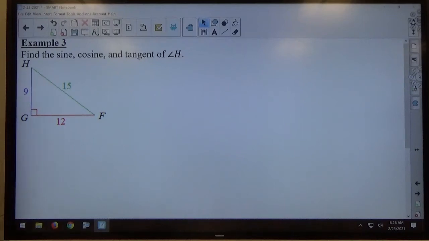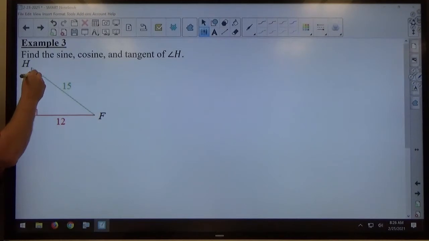So, this asks me to find the sine, cosine, and tangent of h. Okay, so first off, I want to make sure we have a right triangle, which we do. And if we don't have a right triangle, we can't do it at this moment. The angle they're telling me to deal with is angle h, so I'm going to make sure I make mention of h, or highlight h as an important acute angle in this problem.